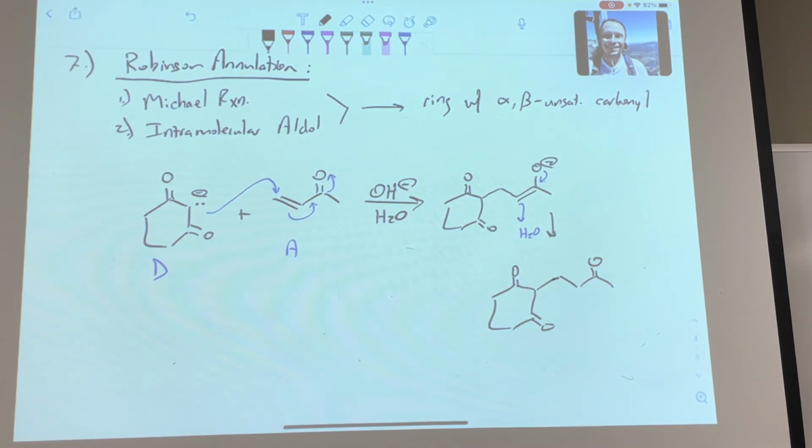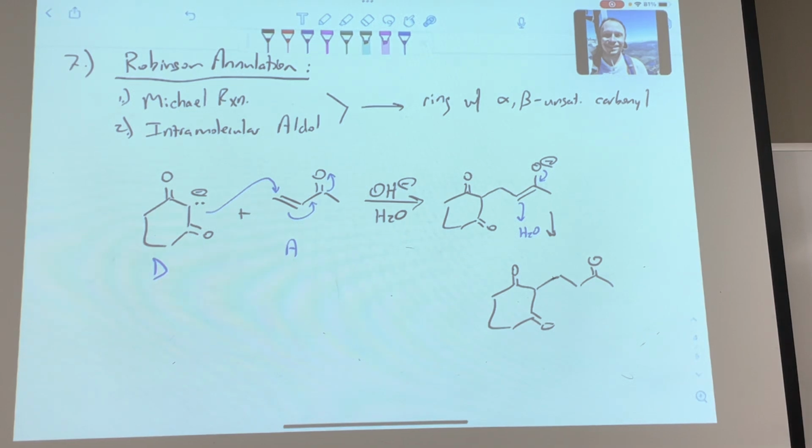We can verify that this is a true Michael product. Here's the carbonyl of the donor. 1, 2, 3, 4, 5 carbons away. There's another carbonyl, so it is a 1,5 dicarbonyl.